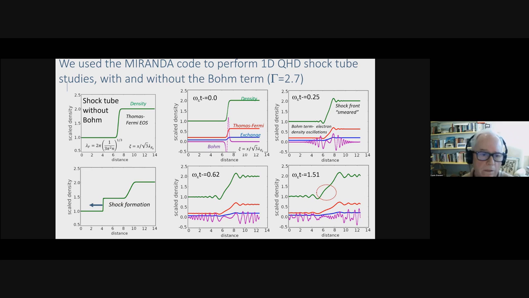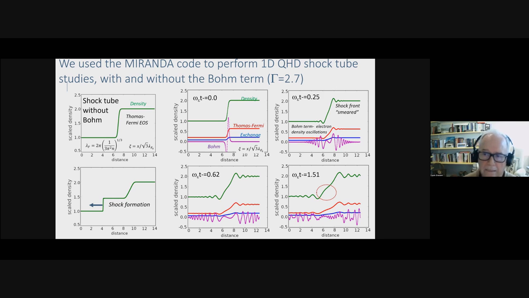So without the Bohm term, you see the box on the lower left-hand side, you get the typical shock formation that you would expect, okay? But notice what happens when you turn on the Bohm term. Because of this funny cubic derivative, it induces, in some sense, a non-trivial perturbation into the shock front. And so what I've plotted there is the initial condition of density on the middle box, density in green, the Thomas-Fermi pressure in red, the exchange pressure term in blue, and then the Bohm term. And this funny cubic derivative causes this non-monotonic perturbation for the hydrodynamic equations.